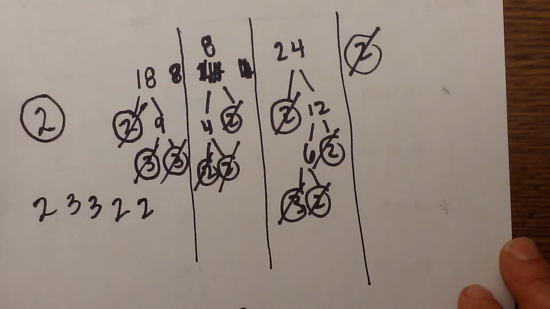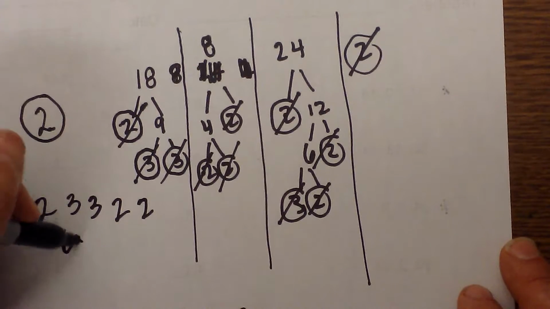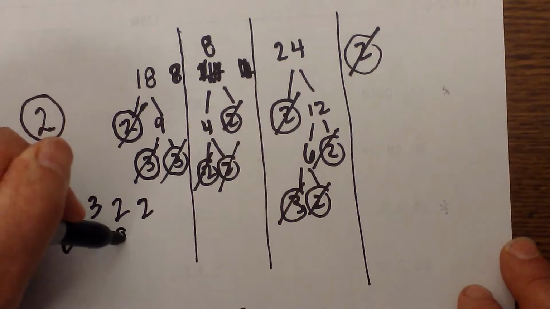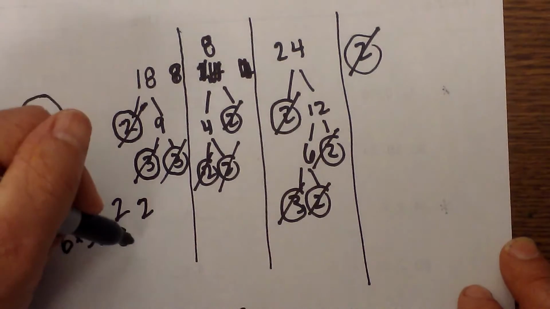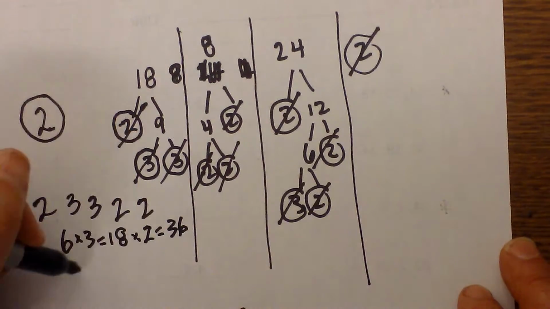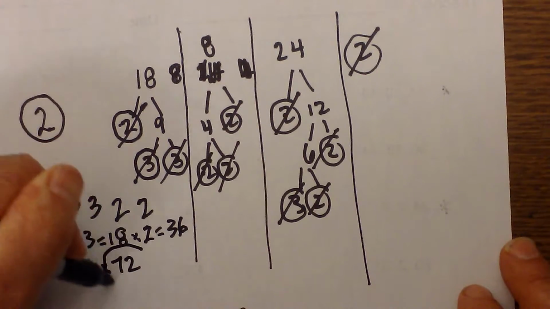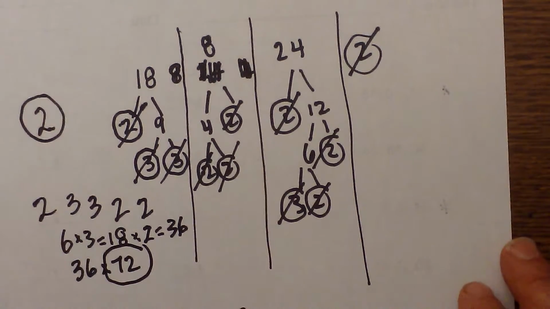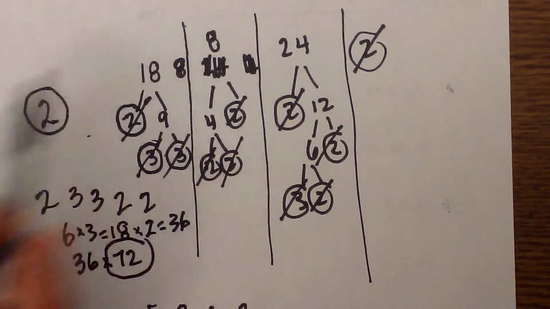So now all we do for the LCM is multiply these together. 2 times 3 is 6. 6 times 3 is 18. 18 times 2 is 36. And 36 times 2 is 72. And so there's your LCM. I think it's the easiest way whenever you have 3 or more numbers.